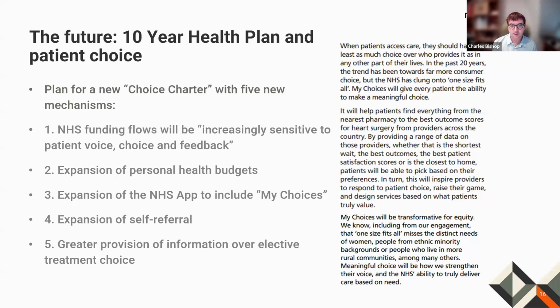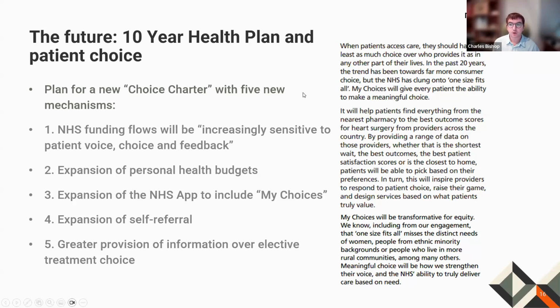And one of the big ideas is that the NHS app is going to be the central point for the NHS, and it's going to include something called My Choices, the idea being it's going to be like all other kind of consumer interactions. And I've set out an extract from the plan on the slide there. But given the time, I won't go into any detail on that.